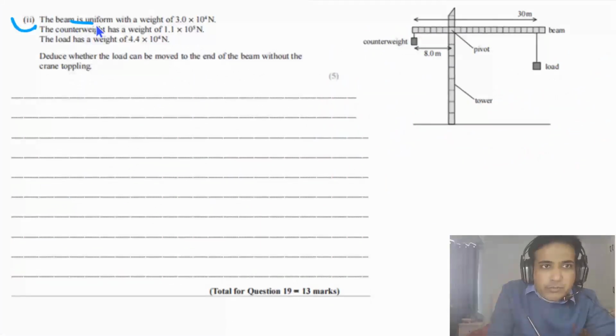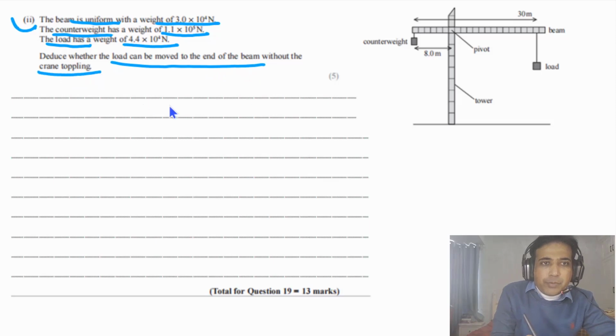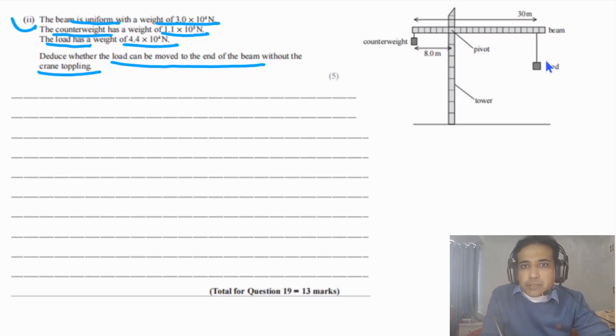Second part says the beam is uniform with a weight of 3.0 times 10 to 4 newtons. The counterweight has a weight of 1.1 times 10 to 5 newtons. The load has a weight of 4.4 times 10 to 4 newtons. Deduce whether the load can be moved to the end of the beam without the crane toppling. The question is simply asking us, if we move this load to the end of this beam, will this crane topple or not.